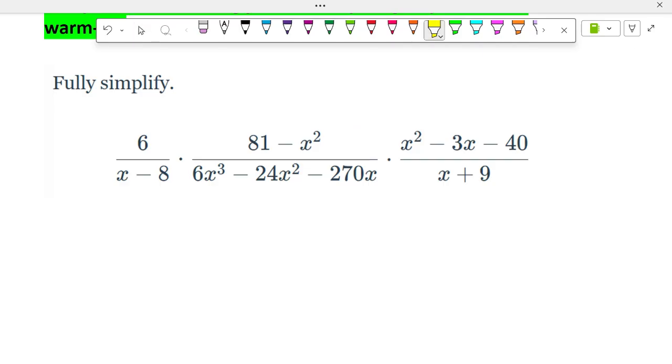Because what's true about these three? Can I factor those three anymore? No. So those are done. We just got to factor this one, and this one. So really, you only had to factor 3 times. All right.